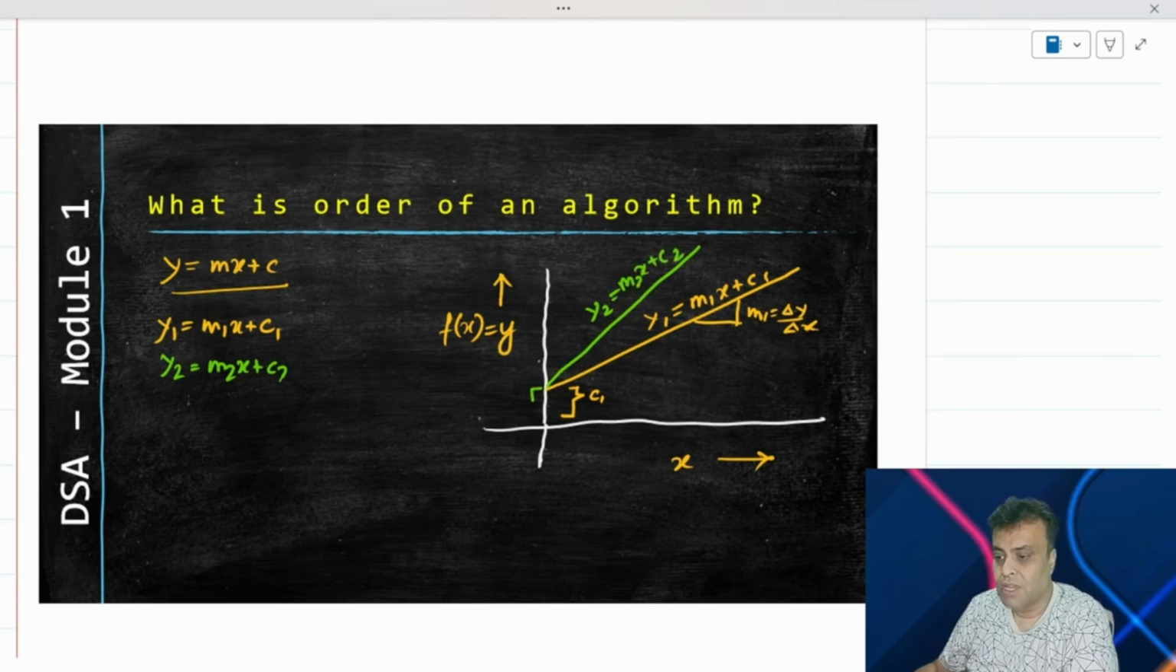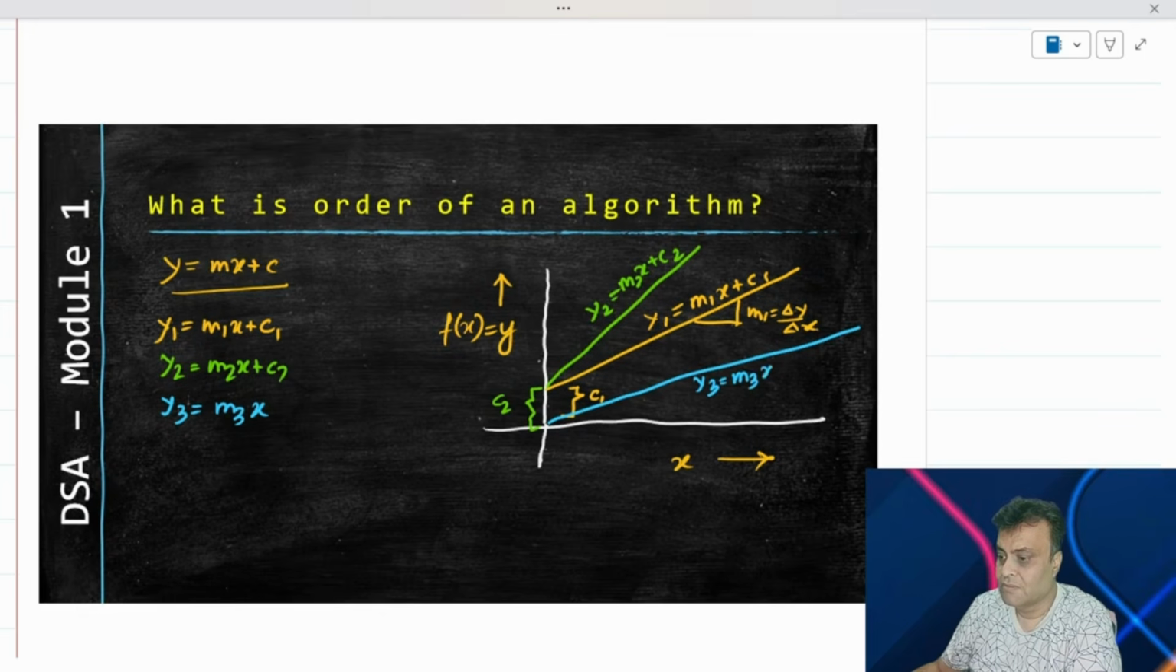Right? And this will be, let's say, c2 for that particular curve. If we have one more curve, which looks like this, y3 is equal to m3x, and there is no intercept component to that curve, then I'm sure you can understand it may look like this, which is your y3 equal to m3x. Now what is changing in these graphs? These three graphs have a changing amount of slope. They have a changing amount of intercepts.